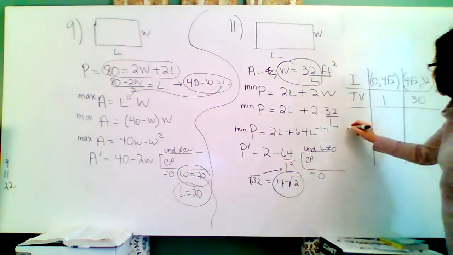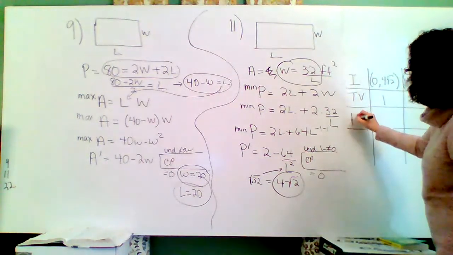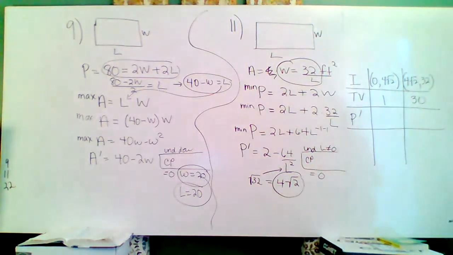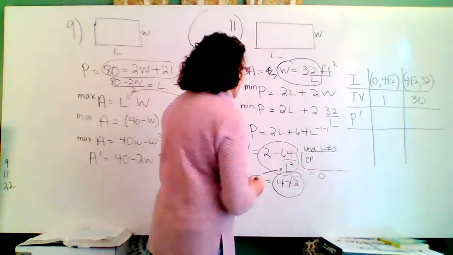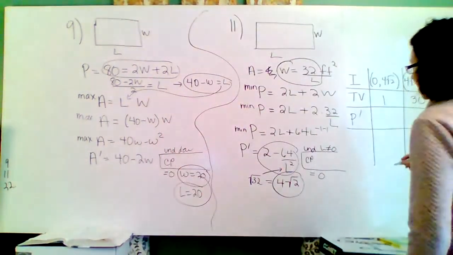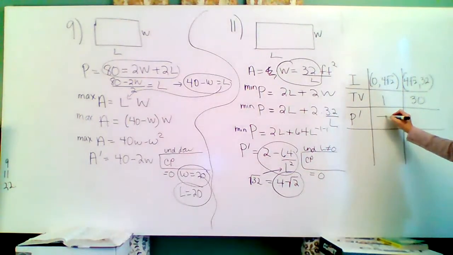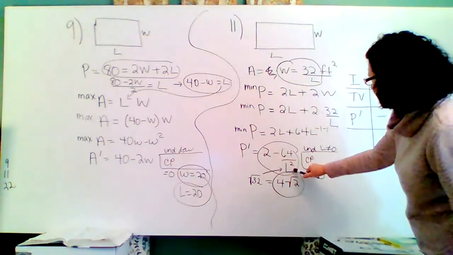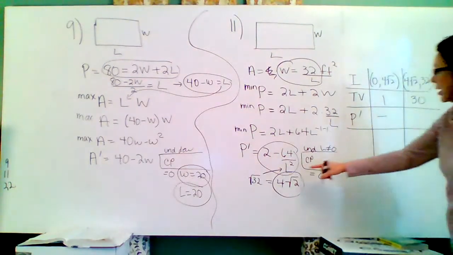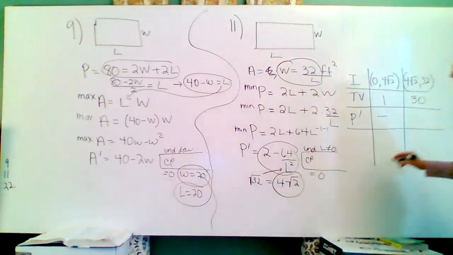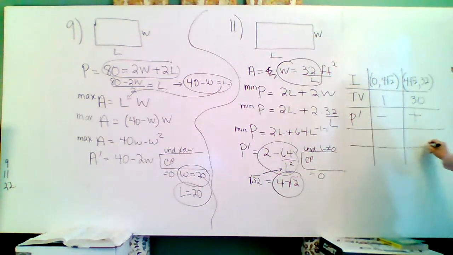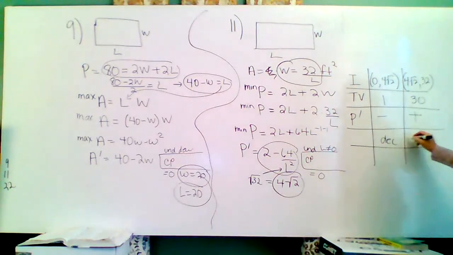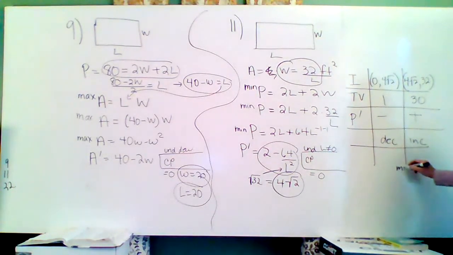Let's check the derivative. Where was it? Right here. When I put in a 1, I get a negative out. 64 divided by 1, 2 minus 64, negative. When I put in a 30, I get a positive. And that is in fact a minimum. Decrease and increase. And that is in fact a minimum.